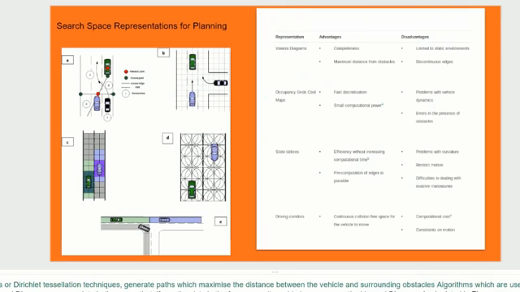Thank you. So there are actually 4 ways in which the search space can be represented for planning. Search space is the path which you can take. If it is free, you will be able to take it. If it is not free, as you all know, you can't take it. So there are 4 ways of doing that. The first way is the Voronoi diagram.